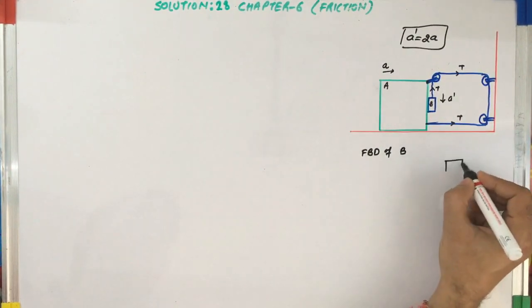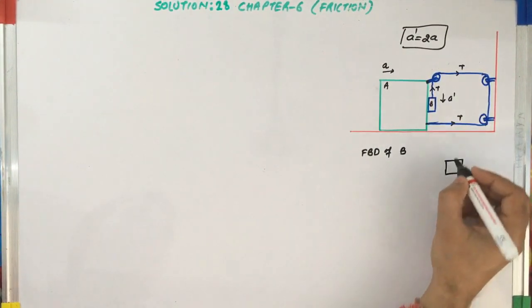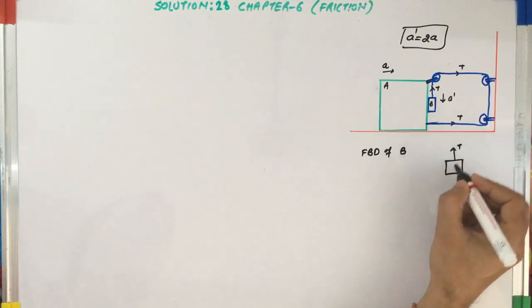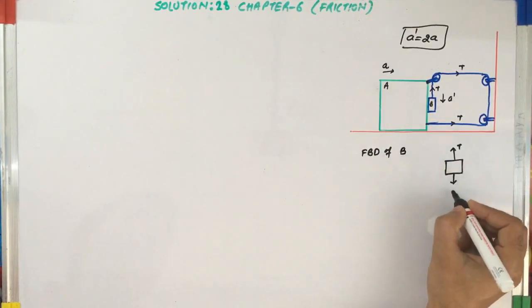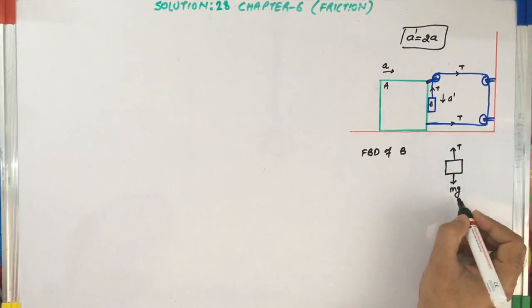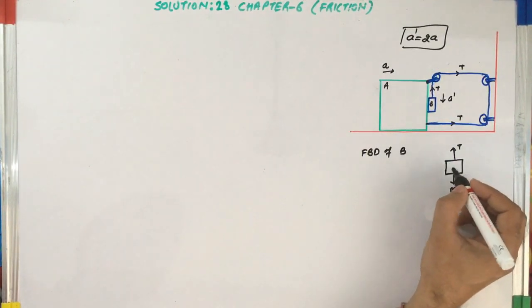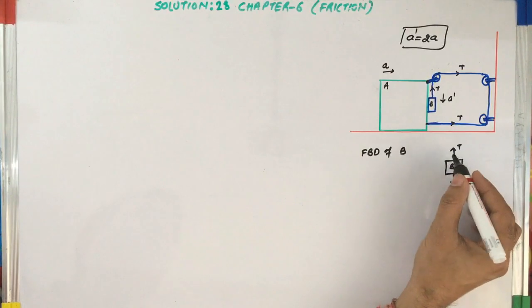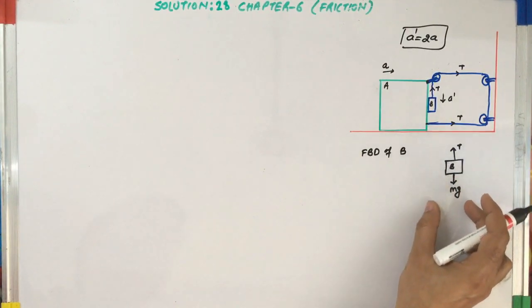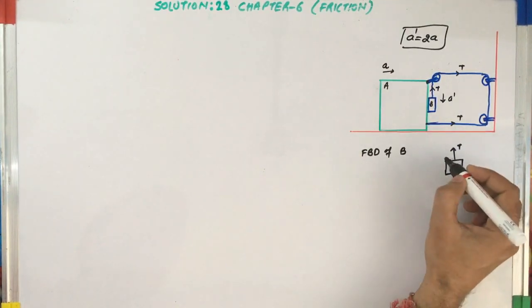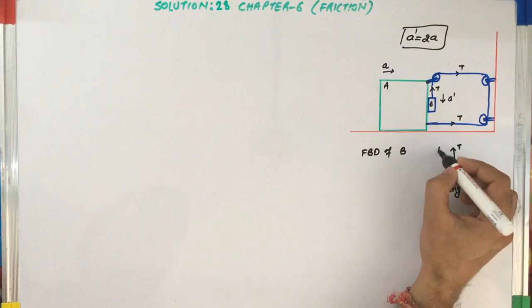So let's say this is the block. The tension T is in upward direction. The mass mg will be acting downward direction, right? Now there will be a frictional force between block B and block A. So now block B is moving in the downward direction, so the frictional force will act in the upward direction.